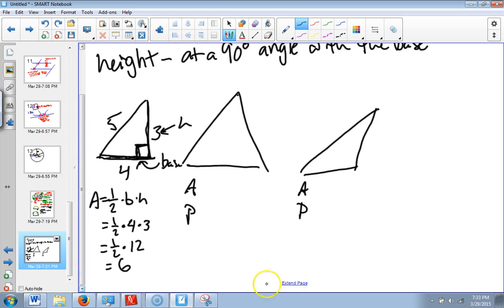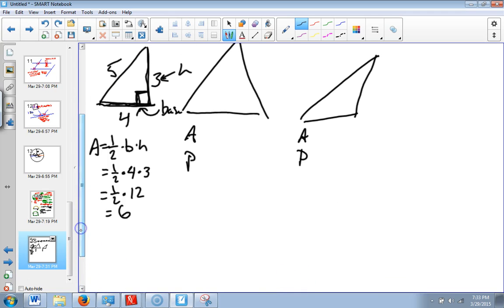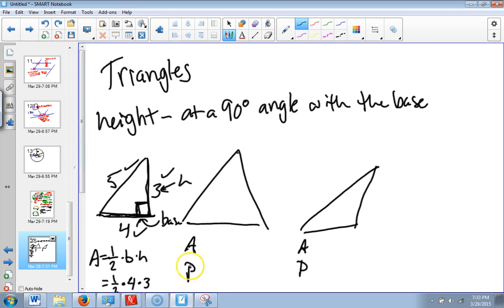Now if we wanted the perimeter, we just need to add up all the sides. So the sides in this case would be 5 plus 4 plus 3. So that gives me 5 plus 7, which gives me 12. Now in this one, let's say it's labeled 5, 5, and 6 down here.